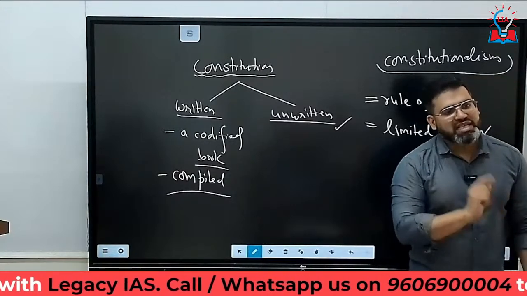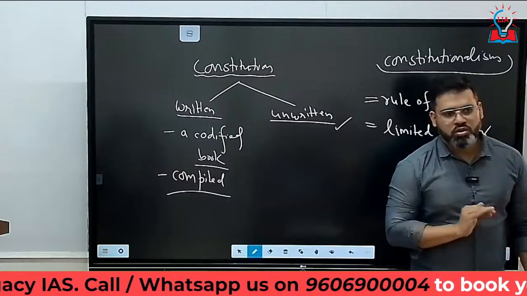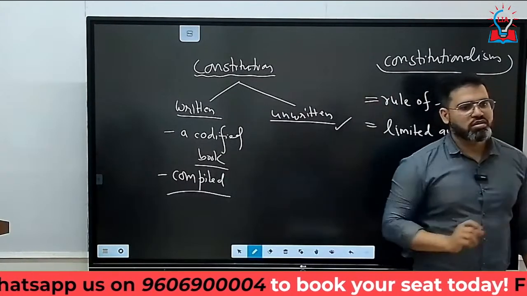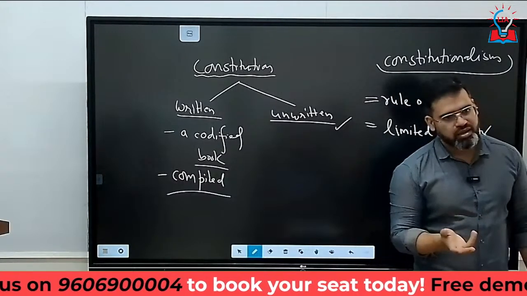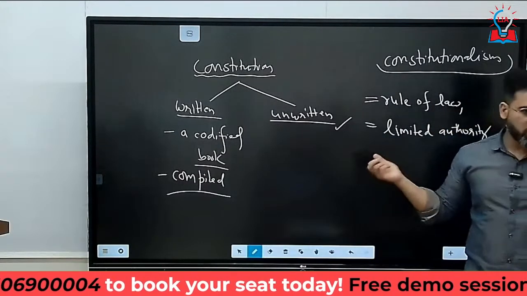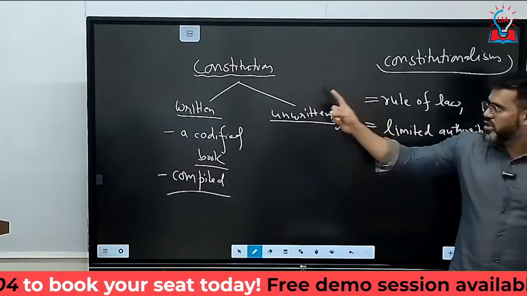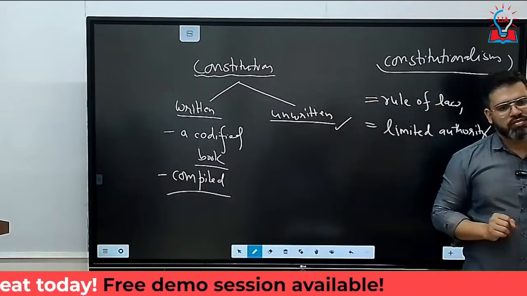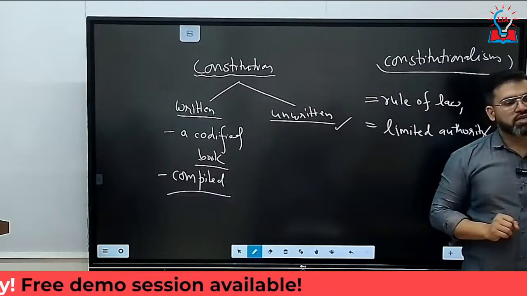The UK has an unwritten constitution, but in the UK is constitutionalism there or not? It is there. Limited authority is there, yes. Rule of law is there, yes. So a constitution is not a necessary condition. Then what is a necessary condition to have constitutionalism? It is democracy.